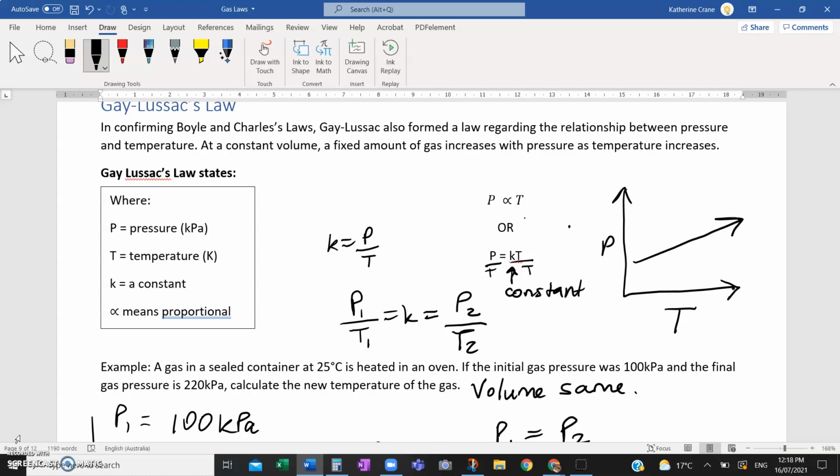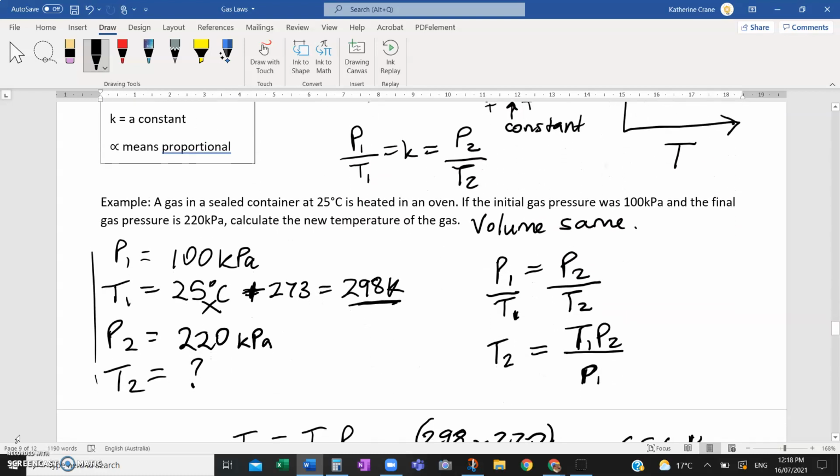Okay, so we also know that K can't change if it's the same amount of gas with the same volume. Okay, so therefore we know that our pressure of the first divided by the temperature of our first form of it is going to be equal to if we change its pressure or its temperature, and we can then find out whatever value we don't know.